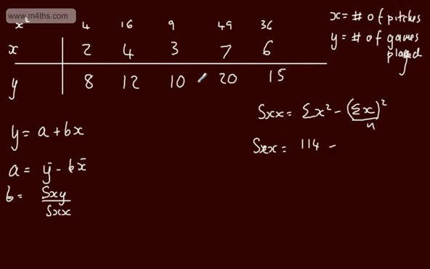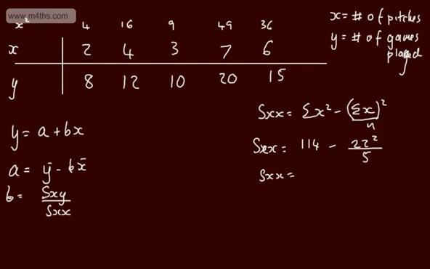Minus now the sum of x. So if we add these up, that's going to be 6, then 9, then 16, and then 22. So that's 22 squared over the number of data items that we got, which is 5. Okay, so that's Sxx.